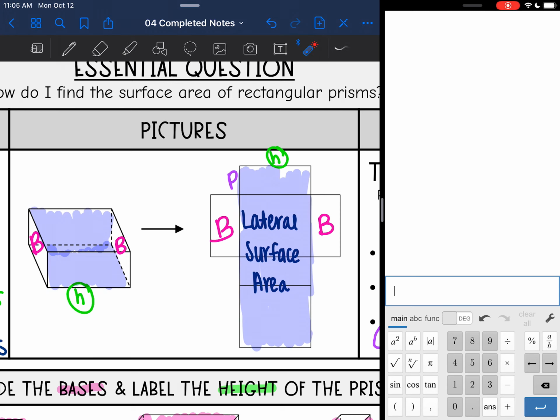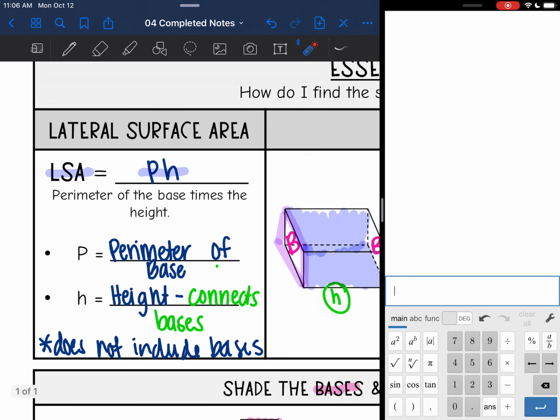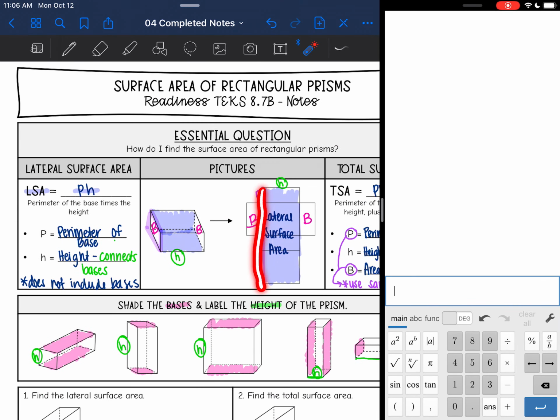And we know to find the area of a rectangle, you do the length times the width. So this width connects my bases, so that's the height. Let's look at where this length comes from. So that length is actually the perimeter of the base. When I unfold it, this distance right here is the perimeter of the base. So that is where the perimeter times the height comes from for the lateral surface area of a prism formula. We do the perimeter times the height, and then that gives us the lateral surface area.